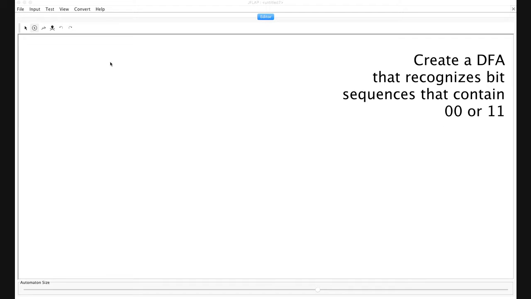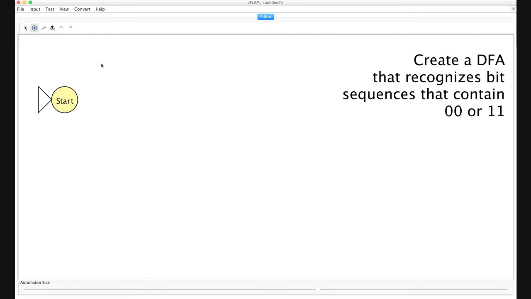As with all DFAs, we have to have a start state. So let's start there. Create a new state. I'll label it as a start state, and I'll indicate that it's a start state. Now, what I normally think about is what's going to happen when I'm in a particular state and I read one of the characters from the alphabet. So there are only two possibilities here. One is that I've read a 0, and the second is that I've read a 1.